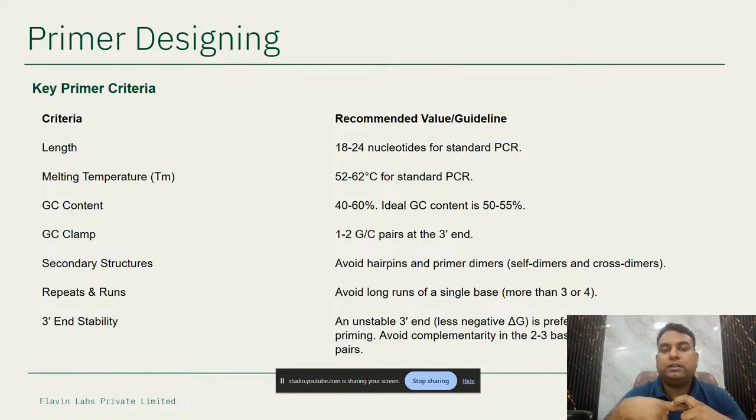We should avoid long runs of single base pair repeats or dinucleotide repeats more than two or four, because they will again lead to hairpin formation or primer dimer formation. Okay, so 3 prime end stability. An unstable 3 prime, that is, less delta G, is preferred because it reduces false priming. It avoids complementarity of the last 2-3 bases at the 3 prime end, and again avoids secondary structure formation. We should always avoid that.